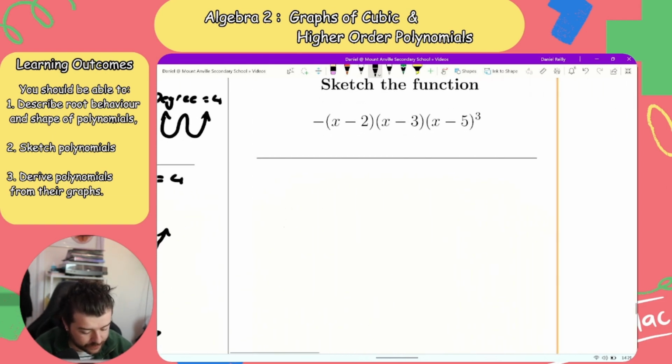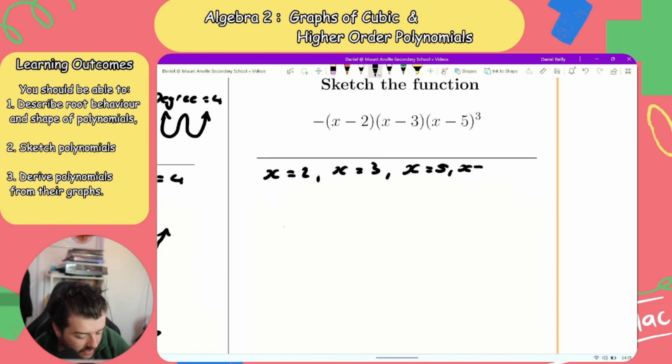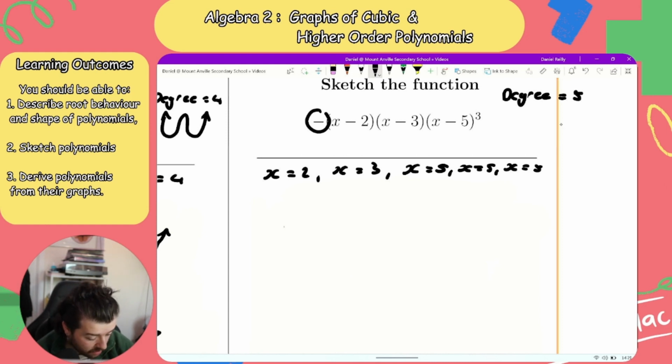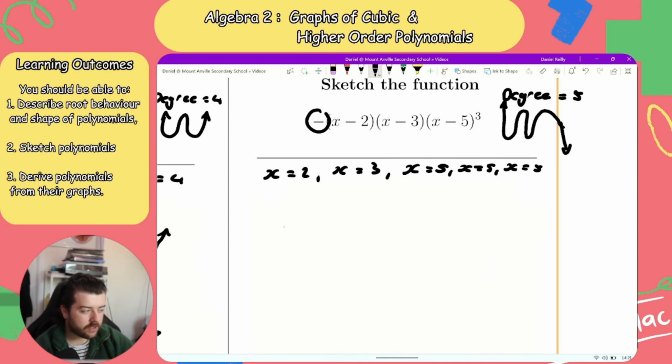This one here. My roots are going to be x equals 2, x equals 3, and then x equals 5, but it appears 3 times. So x equals 5, x equals 5, x equals 5. 1, 2, 3, 4, 5. So my degree is 5. My leading coefficient is negative. So that means my right arm is going to point downwards, and then my other arm is going to be pointing upwards. So my graph is roughly going to look something like this.